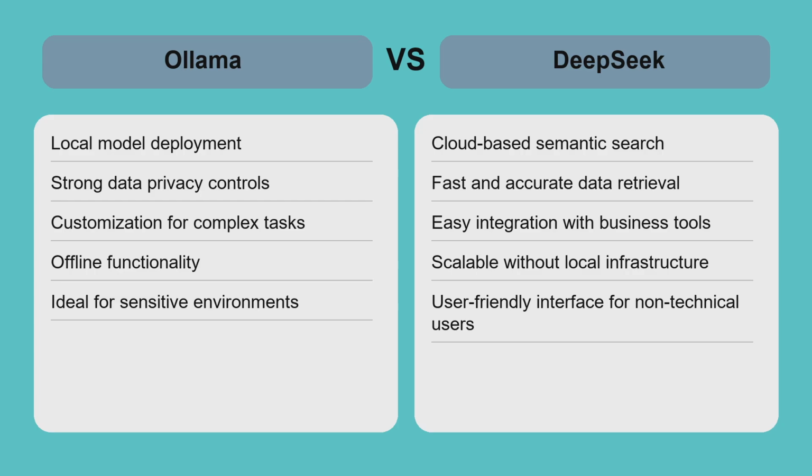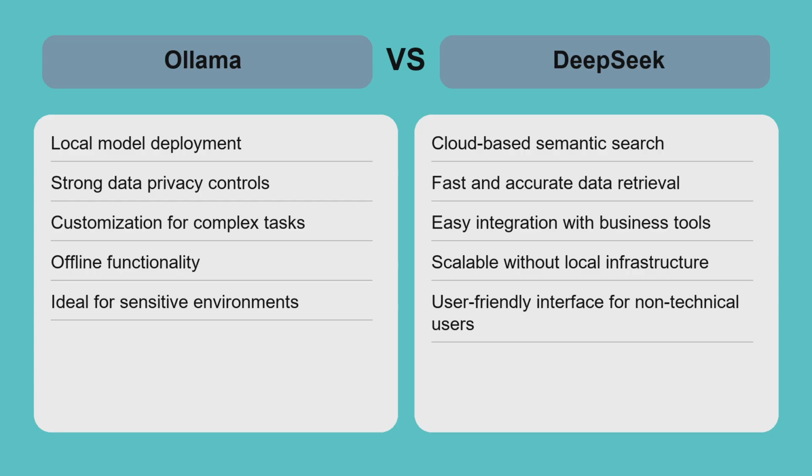DeepSeek excels in cloud-based semantic search, ideal for organizations needing quick, scalable data insights without infrastructure overhead. While DeepSeek offers ease of use and broad integration, it depends on cloud security and internet connectivity.